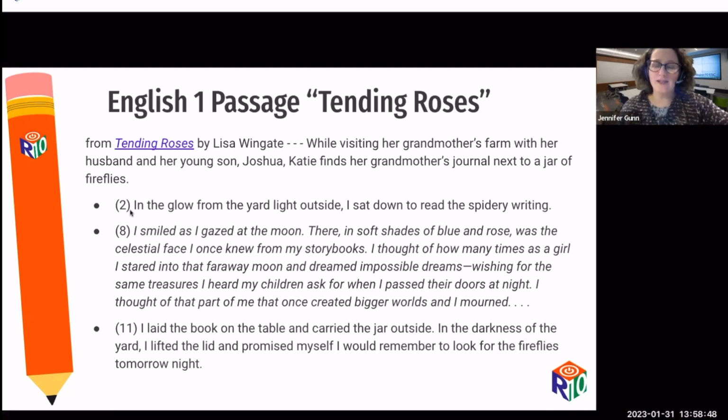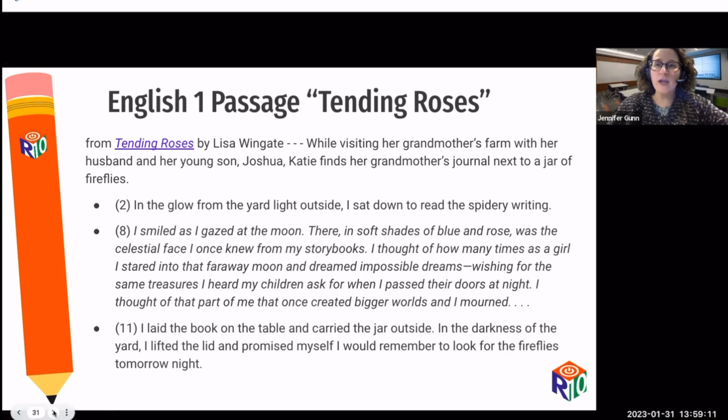Jumping all the way to the end of the passage, back with Katie, it says, I laid the book on the table and carried the jar outside. In the darkness of the yard, I lifted the lid and promised myself I would remember to look for the fireflies tomorrow night.